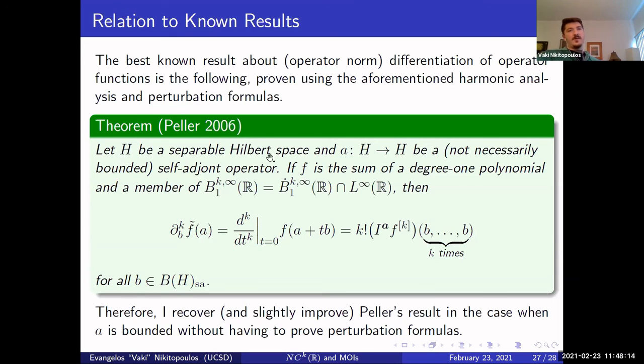If you let H be a separable Hilbert space and A be a not necessarily bounded self-adjoint operator, then if you have f as a sum of a degree 1 polynomial and an inhomogeneous Besov space function, which really just means you've got a homogeneous function that is bounded, then Peller proved that this operator function is k times differentiable in the direction of B at A. So that's the kth derivative of this curve. And then the formula is given by the appropriate multiple operator integral formula. So the takeaway here is that I recover, in the case where A is bounded, and slightly improve Peller's result from 2006.